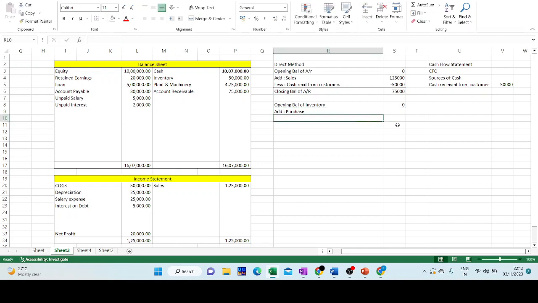We don't know this figure, we need to calculate it. Less COGS, cost of goods sold, would reduce the amount of inventory. That is why we are deducting it from the balances of inventory. What is COGS? 50,000, right? It's given in my income statement, 50,000. And closing balance of inventory, which is how much? 50,000. Now guys, please calculate purchases. What is the purchases? It's the only missing figure. 1 lakh.